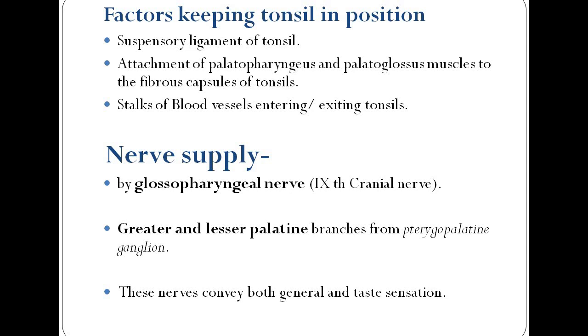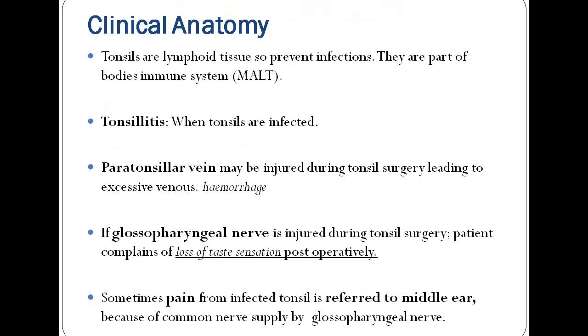Nerve supply to the tonsil is by the 9th cranial nerve, which is the glossopharyngeal nerve, and by greater and lesser palatine branches from the pterygopalatine ganglion. These nerves convey general and taste sensation from the tonsil.